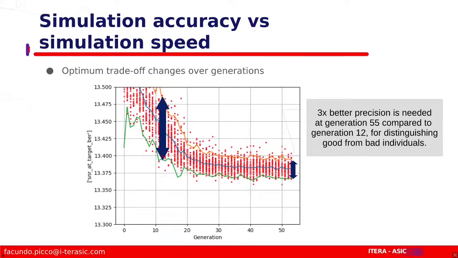And that means that distinguishing good from bad candidates at generation 55 requires much more precision than distinguishing good from bad candidates at generation number 11. Okay, so that's something to take into account in order to adjust the simulation accuracy versus simulation speed trade-off as the generations go by, based on the scatter or some other metric.